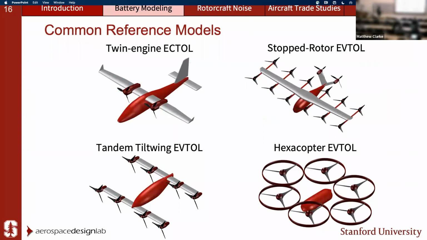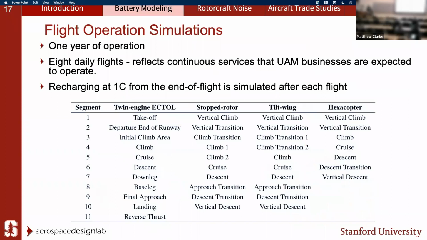Secondly, we need aircraft. Now, for this talk, I chose 4 aircraft. First is a conventional twin-engine aircraft. The next 3 are aircraft that symbolize the 3 main categories of eVTOLs. You have stopped-rotor vehicles, tandem tilt-wing vehicles, which are essentially vectored thrust vehicles, and then lastly, you have hexacopter aircraft. In addition to that, each aircraft is modeled over 1 year, with 8 daily flights per year, and we only recharge at 1C because we're only looking at the effects of flight profile.